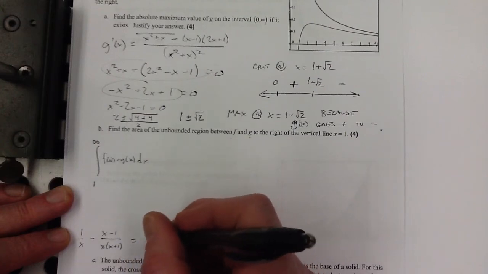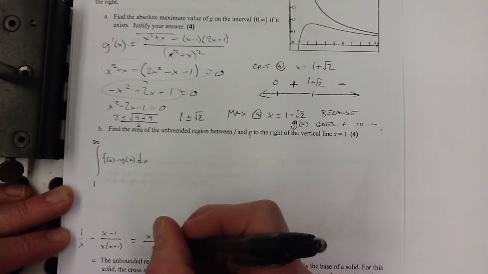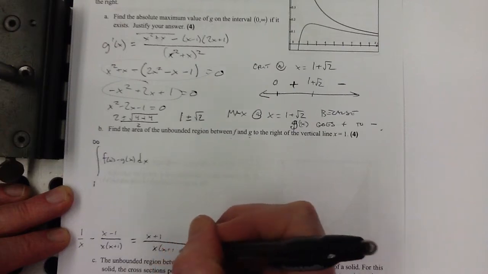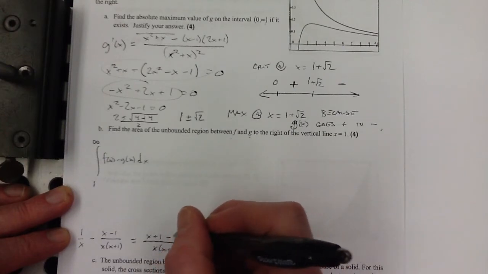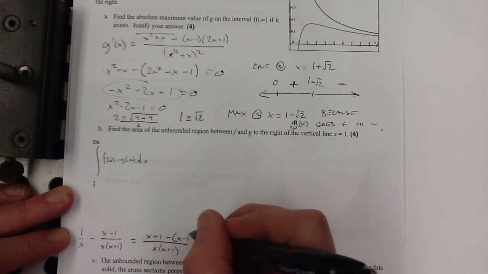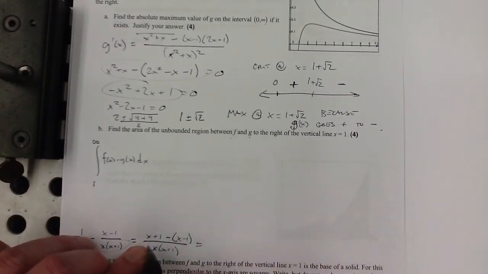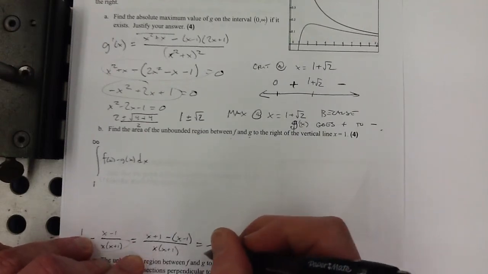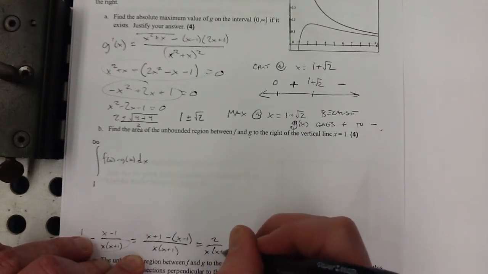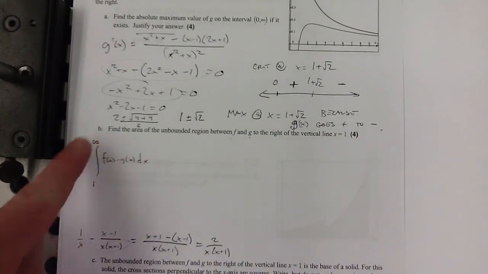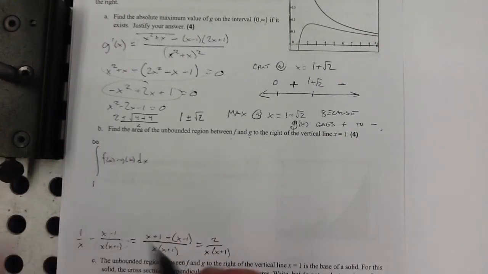So that's equal to x plus 1 over the common denominator minus x minus 1. That already had the common denominator. And if I simplify that, the x's cancel and I get 1 plus 1, 2 over x times x plus 1. So that's a simplified version of that.